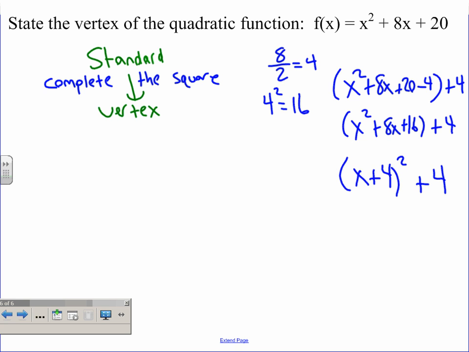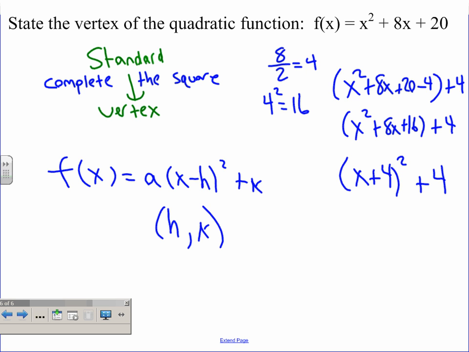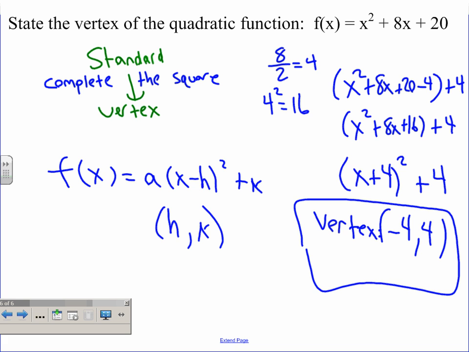Anytime that I have a quadratic now, like this one in vertex form, f of x equals a times x minus h squared plus k, the vertex is always h comma k, the opposite of the coefficient in parentheses and the same as the coefficient outside the parentheses. So our vertex here is negative 4 comma 4. Woohoo! Done. Have a great day.